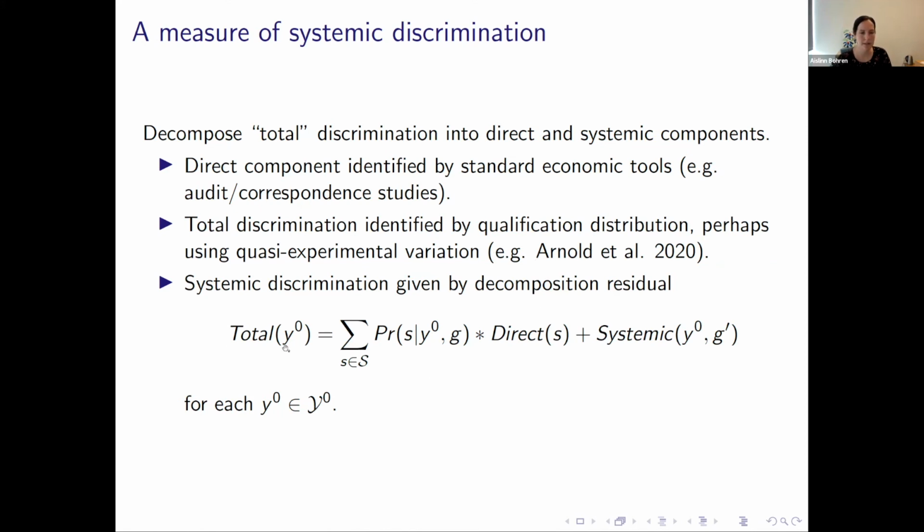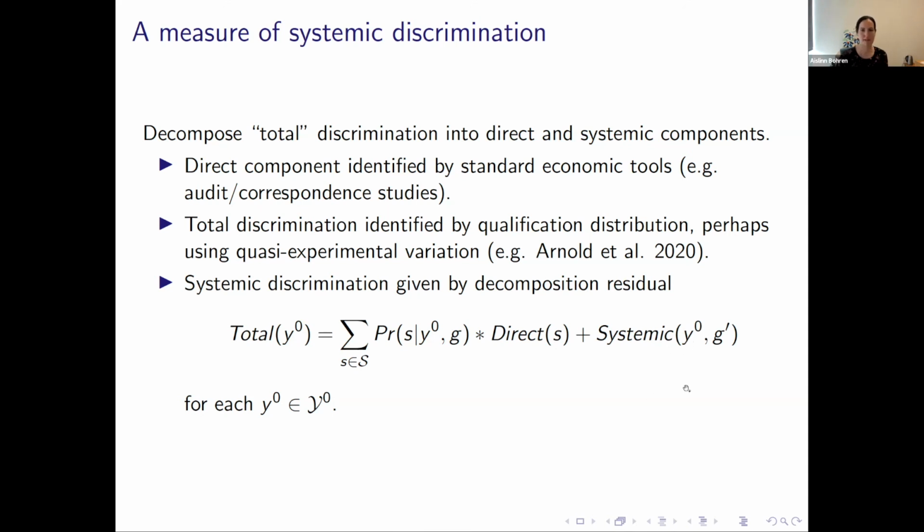So total discrimination at a given qualification, this is measuring disparate treatment relative to some initial qualification chosen by the researcher, is equal to the probability of each signal given that qualification and the group identity, times the direct discrimination at that signal, plus the systemic component at that qualification.